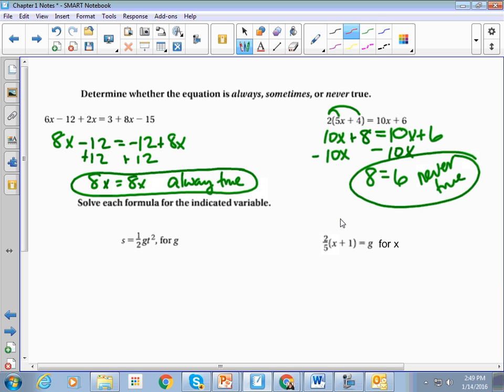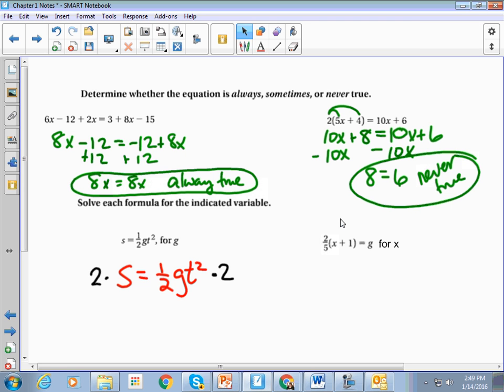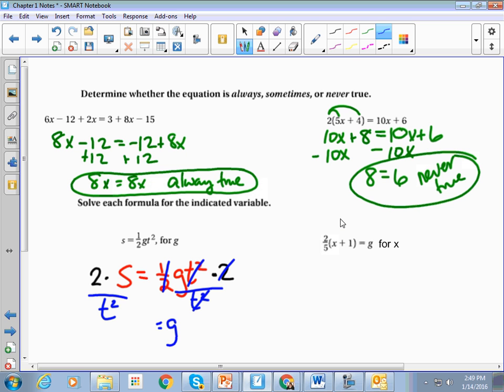All right, last but not least, let's solve this formula for g. The first thing I'm going to do is multiply by the 2, which is the reciprocal of 1/2. And then I'm going to divide by t squared, which is the opposite of multiplying by t squared. So the 1/2 and the 2 give me 1. T squared divided by t squared gives me 1, and I'm just left with g, and it's equal to 2s over t squared.